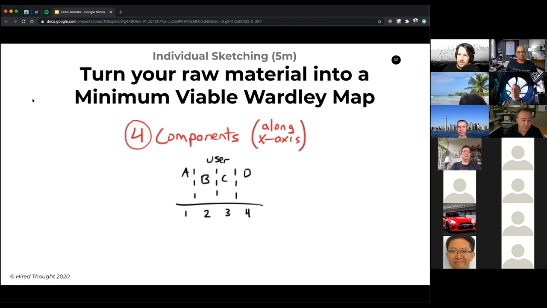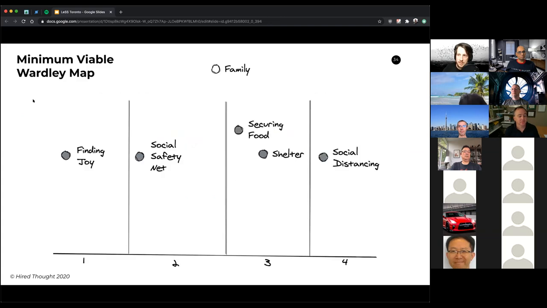So what we're going to do next is we're going to make this real. So just to close this part out, this is the example of a minimum viable map for my COVID-19 family health and safety. As you can see, finding joy is on the left in stage 1, and social distancing is on the right in stage 4. Just the same as you all have done on your pages.